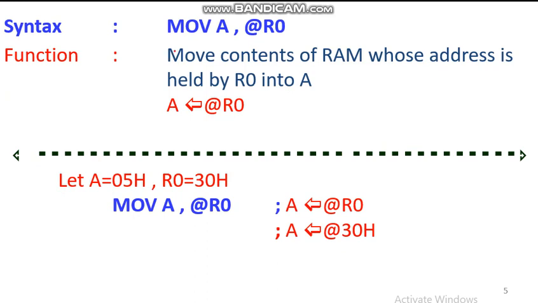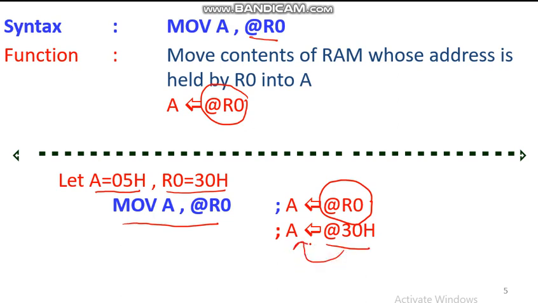Here is one more example, MOV A, @R0. The meaning of this is to copy the content of the location pointed by R0. Say in A we have data 05H, and in R0 we have data 30H. This instruction tells us to go to the address pointed by R0. In R0 we have 30, so this will go to location 30H. From that location the data will be copied into the accumulator.